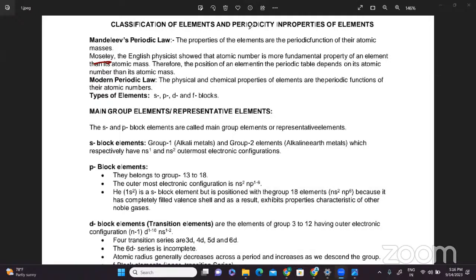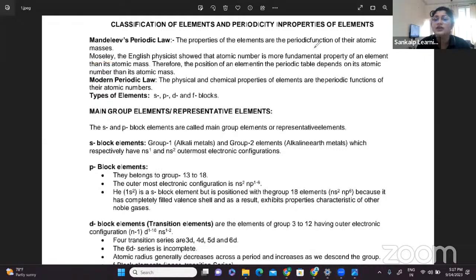Till now, whichever scientists came with a study were studying in terms of atomic masses: Döbereiner, Newlands, Lothar Meyer, and Mendeleev. They all studied the elements by their properties and arranged them in increasing order of atomic masses. So this was the periodic function they used.